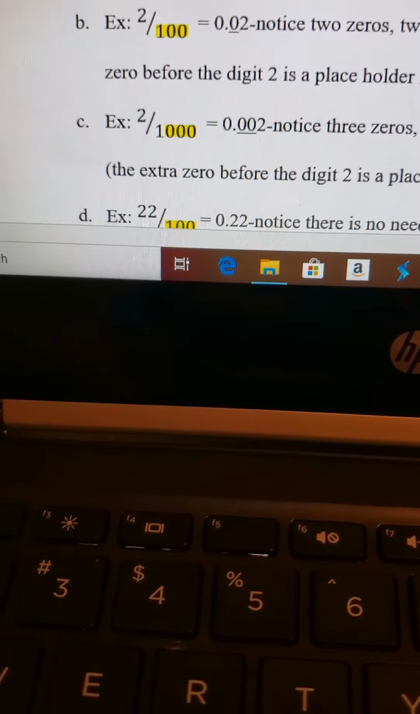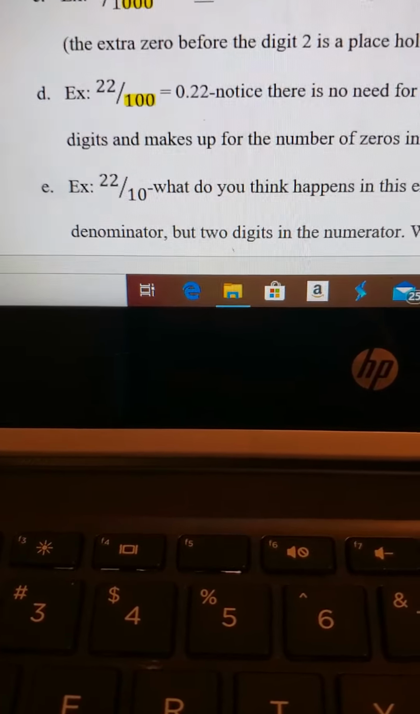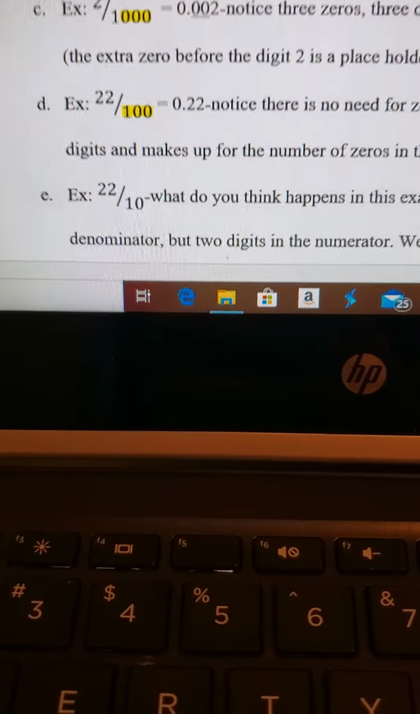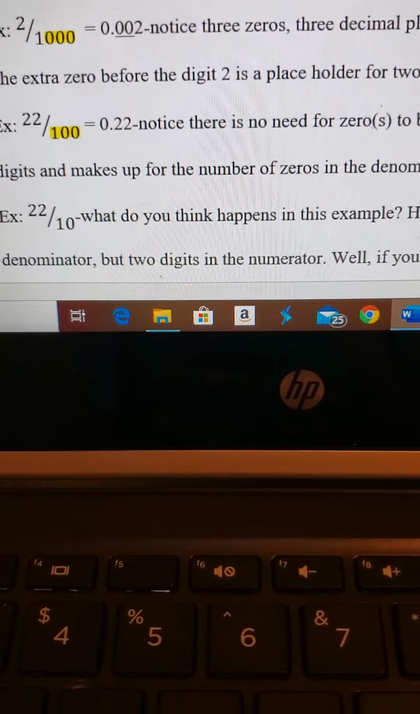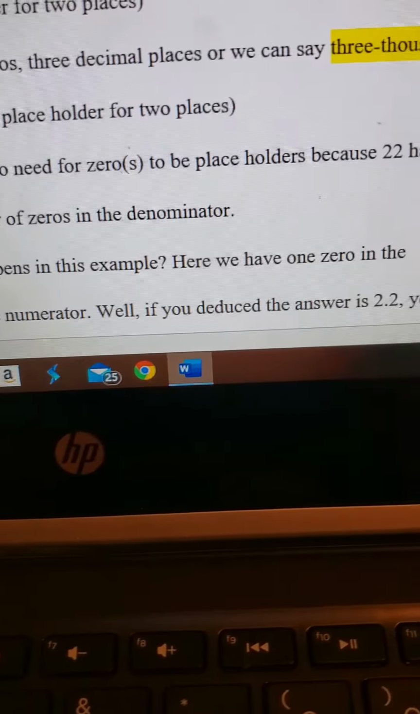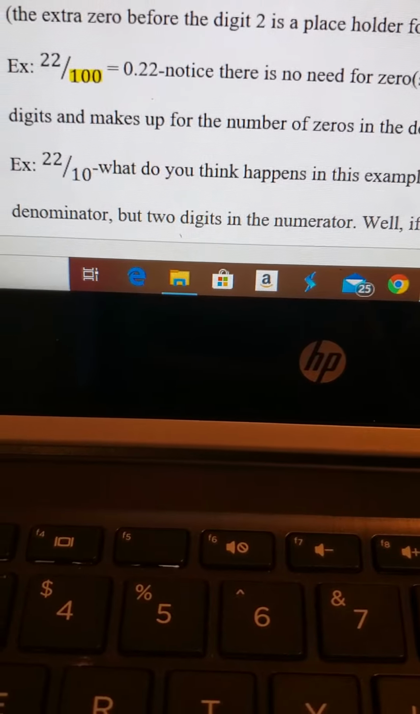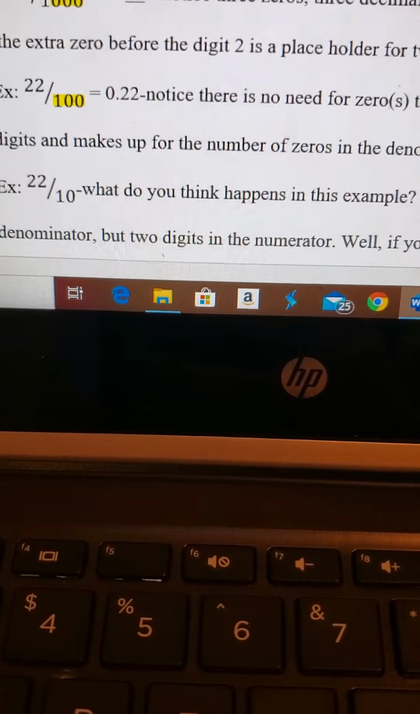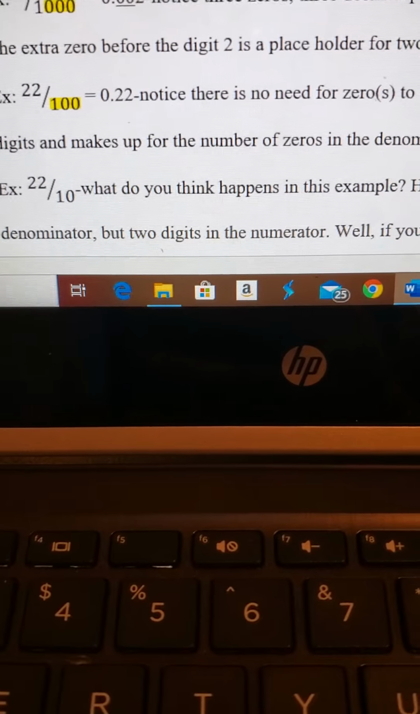And now here we have another example, right? Here the numerator is more than a 1 digit number. Now we have a 2 digit number. So this is actually 22 hundredths. In this case, the numerator is 2 digits. It fills up the 2 places. So there was no need for you to put 0 as a placeholder, right?